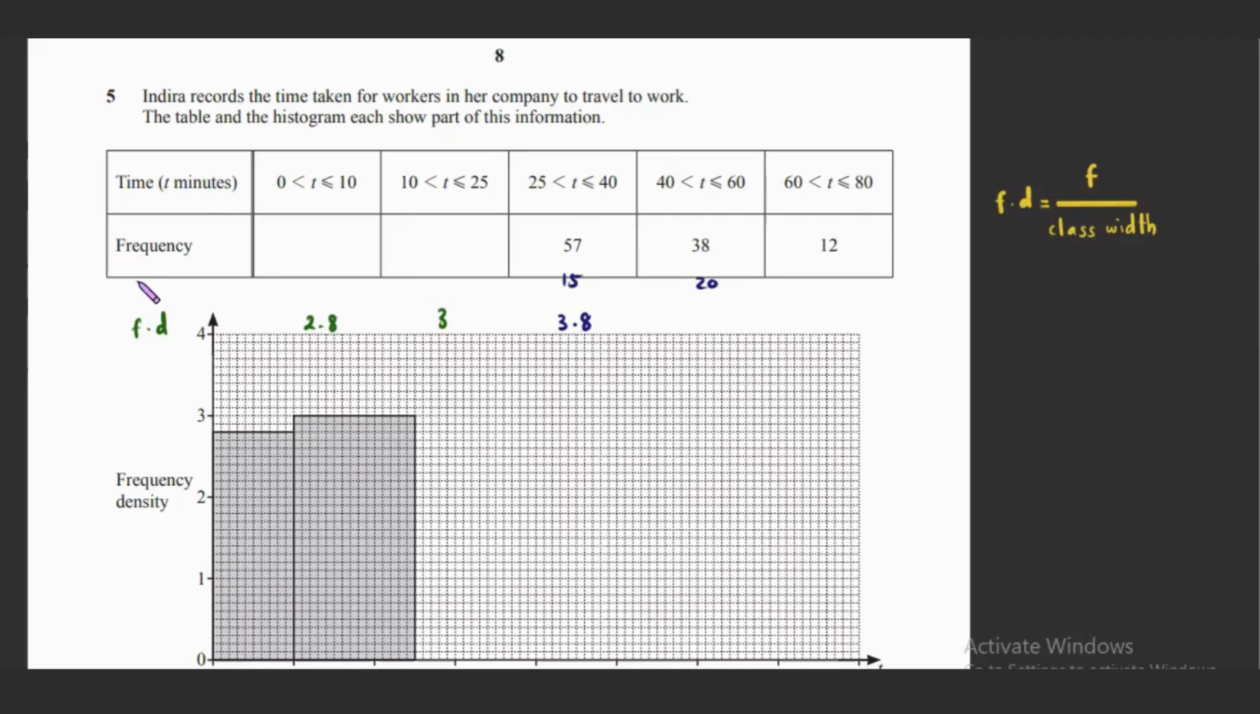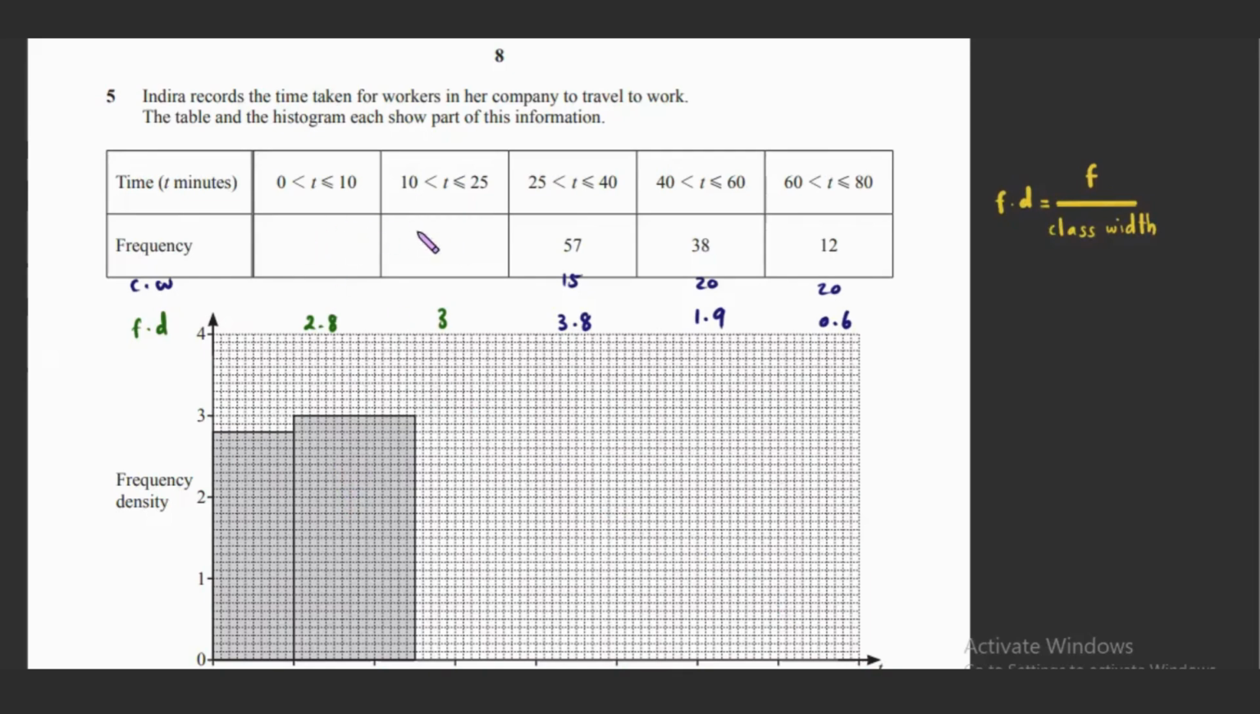That's the frequency density. Next, 40 to 60 is 20. 20 is the class width. So I'll write it as class width here. 38, you divide it by this 20. That's going to be 1.9. And next, 60 to 80 is going to have a class width of 20. So 12 should be divided by that 20, which is going to be 0.6. So we have found the frequency density for each one of these, and we can complete the frequency histogram that is given to us.